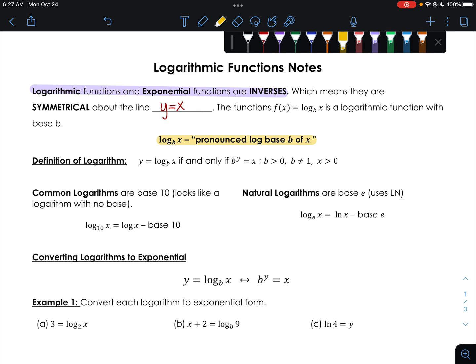Now, there are two special logs that we talk about. The first one is the common log. This is a base 10. It basically looks like a log with no base. It's just going to say log of x. Again, it's assumed to be a 10. So if you ever see a log without a base, it is a base 10. Then we have the natural logarithms. This is a base e. It uses ln. So you will see it look like this, ln for the natural log.